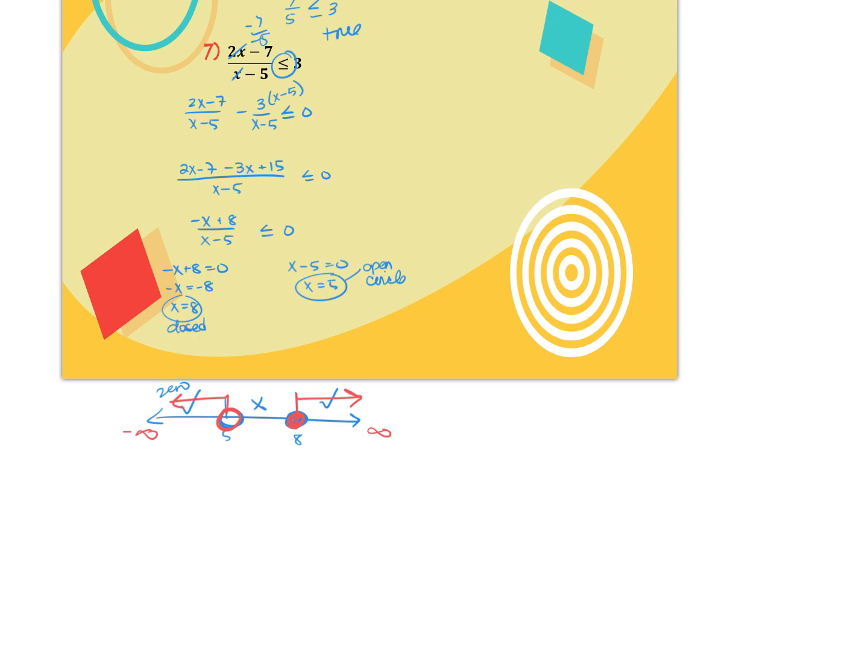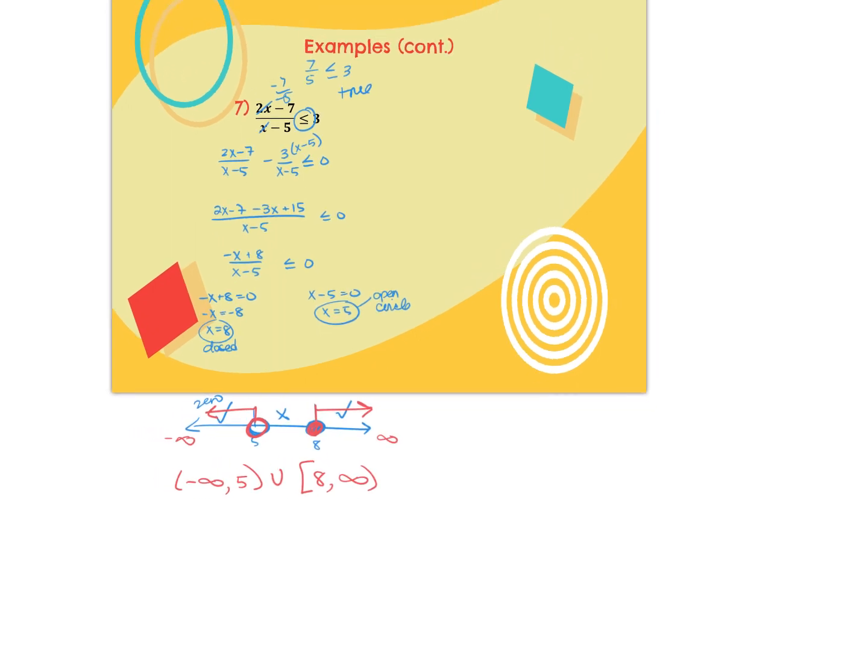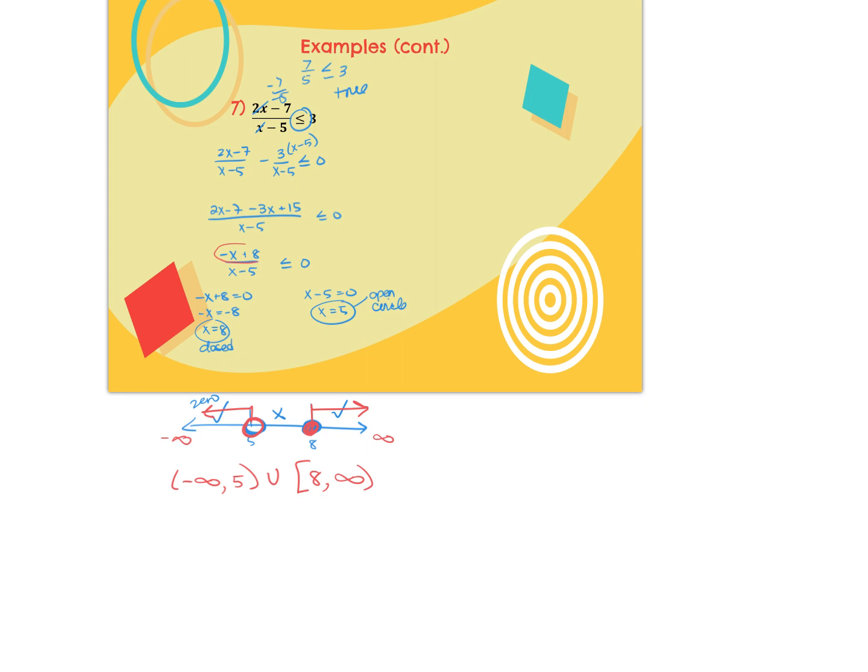So how do I write it? It's going to be negative infinity to 5, parentheses, union, 8 is included, to positive infinity, parentheses. Again, we don't care what the denominator is. It can be equal to 0. We don't care what the numerator is. It can be equal to 0. It's the denominator where we have to be very, very careful. That's it.